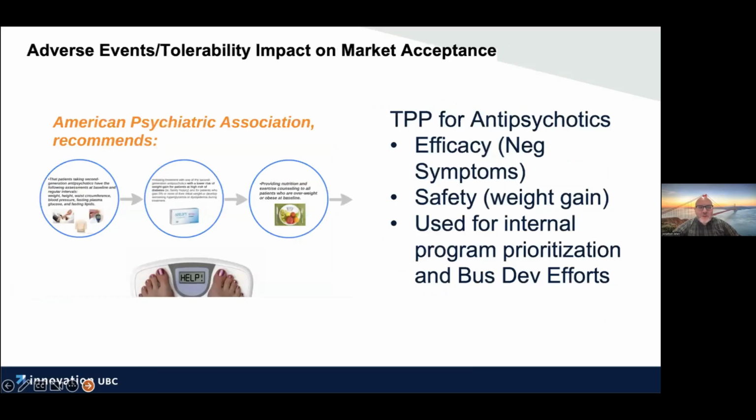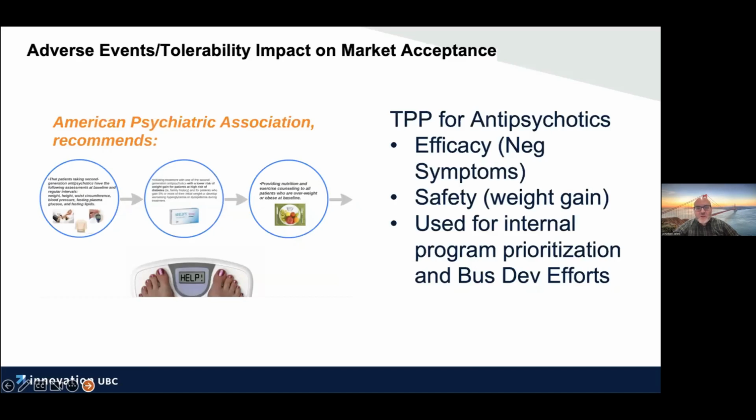And so adverse events and tolerability also impact market acceptance significantly. When I worked at Eli Lilly, one of the things that we put together was a target product profile for the business development team for antipsychotics. You look at efficacy such as positive symptoms, which would be patient anger, et cetera, the mania that happens. And then there's also negative symptoms. Negative symptoms are sort of anhedonia, withdrawal, et cetera.